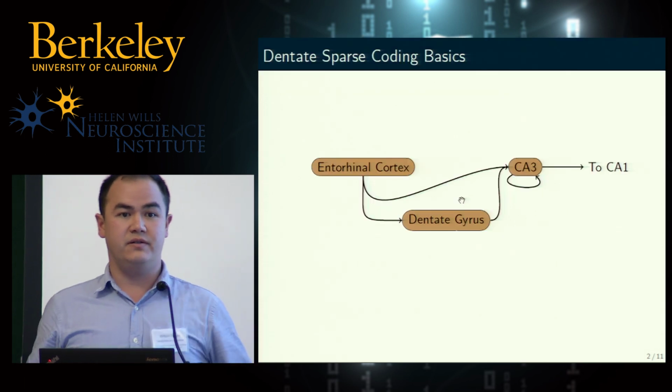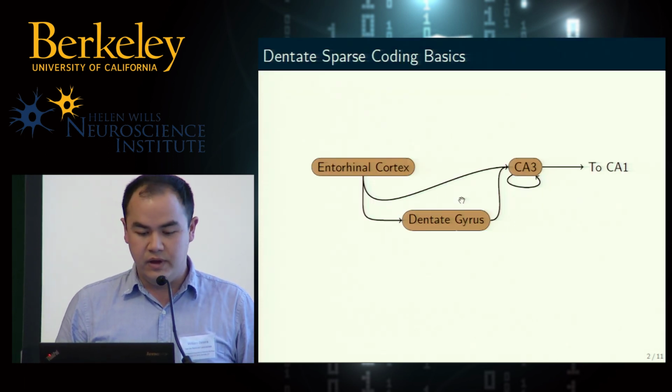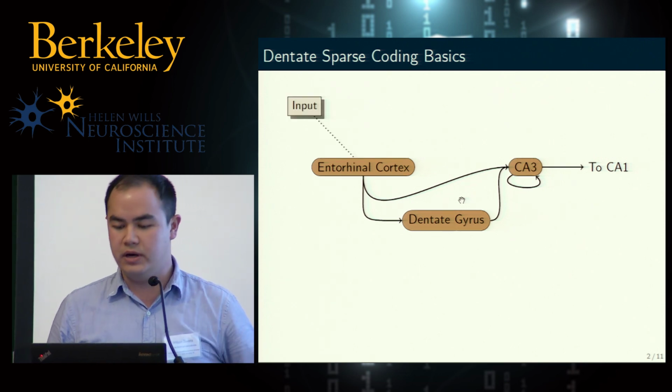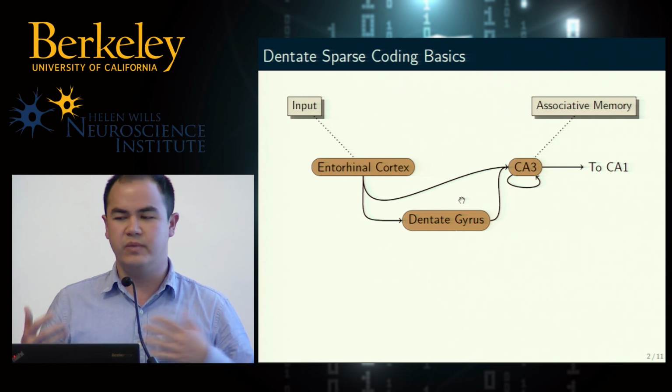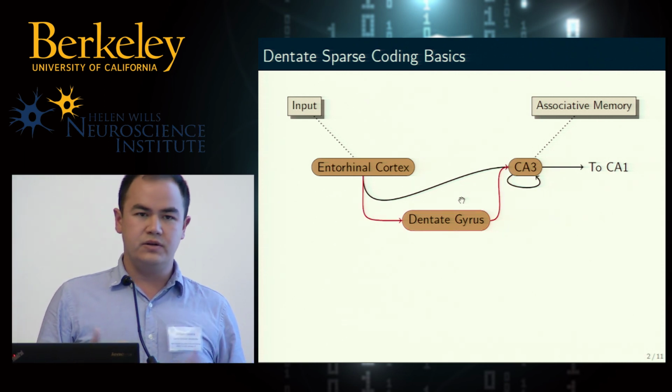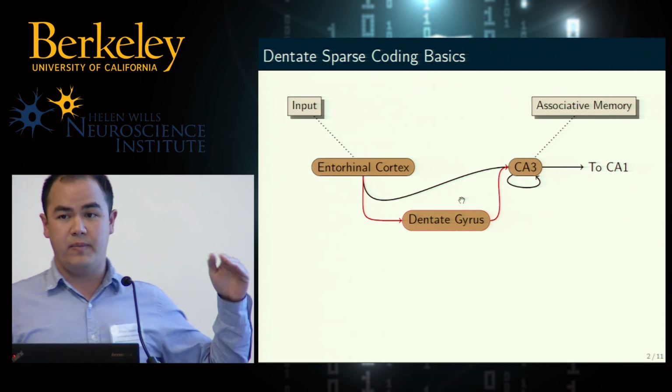Here's a quick sketch of the area of the hippocampus where we're going to be looking. We have the entorhinal cortex, that's sort of the input, and you can think of the CA3 as some sort of associative memory structure, if you will. And you'll notice there's two paths from the EC to the CA3, and we're interested in this secondary path through the dentate gyrus, okay?